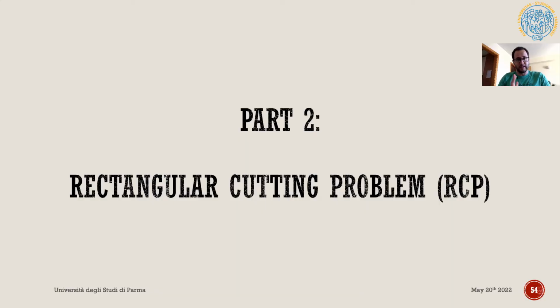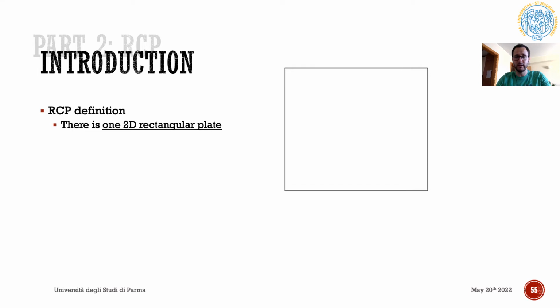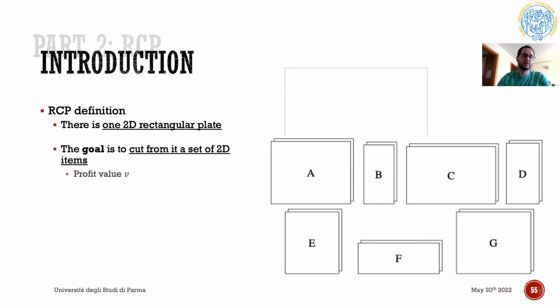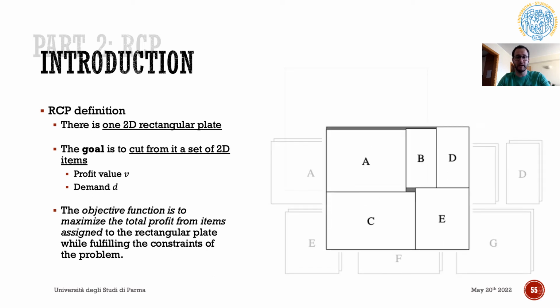That was the first part, and now I present the second part that is related to the rectangular cutting problem, or RCP. Defining it, the RCP is a cutting problem in which we have only one rectangular plate and the goal is to cut from it a set of items where items have profit and demand. And the objective function here is to maximize the total profit from the items cut. That's it. Very simple, the definition, but not the resolution.